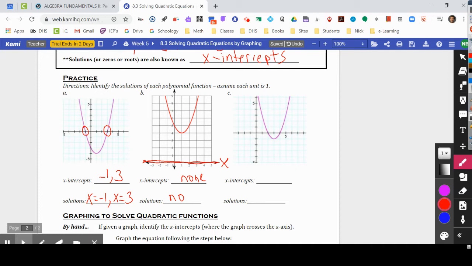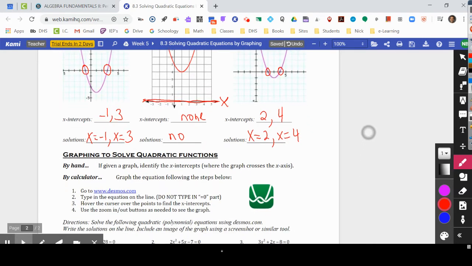And then the last one here, C. Here's my graph again in purple. It crosses my x-axis in two spots, at +2 and at +4. So therefore my solutions are x is equal to 2 and x is equal to 4.